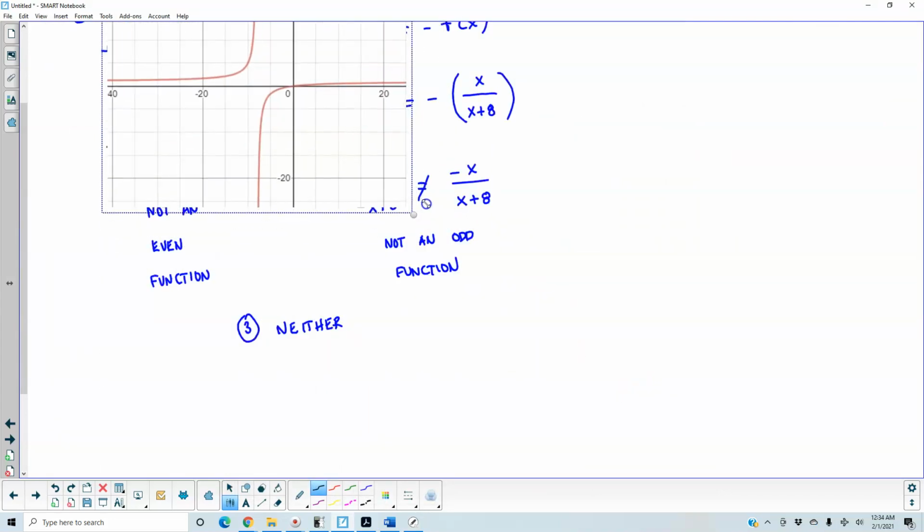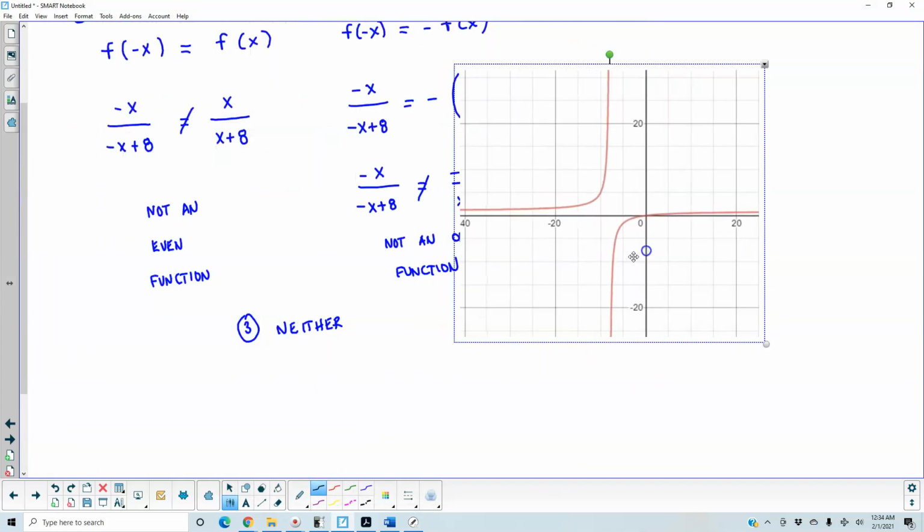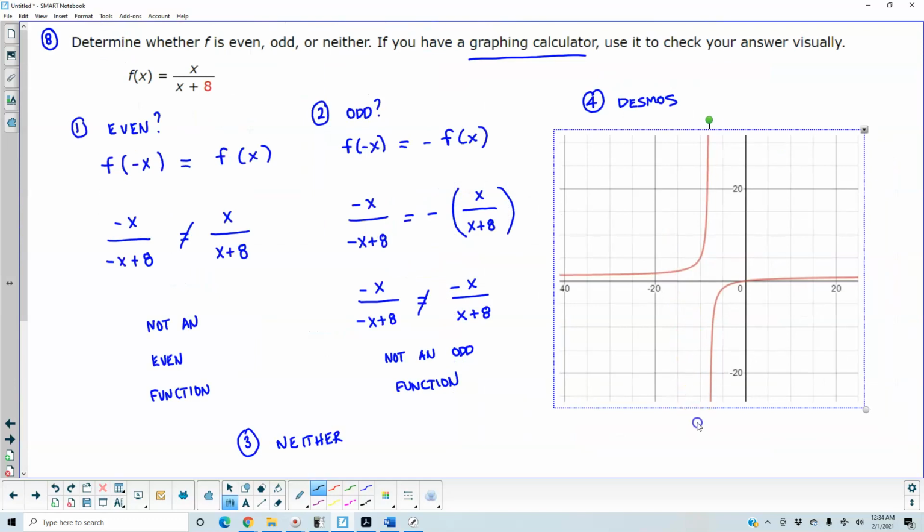So if we visually take a look at this graph, we can see that it's definitely not symmetric according to the y-axis, and it's not symmetric according to the origin, where we can rotate it around to get back to the same graph, and therefore this is neither.